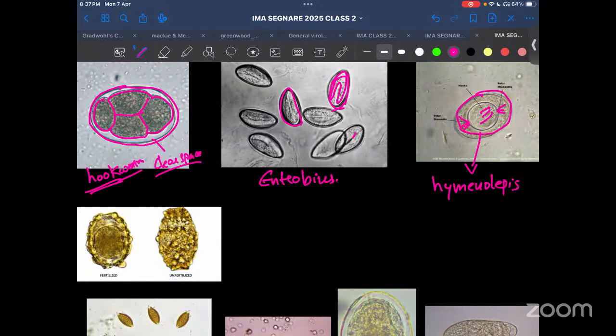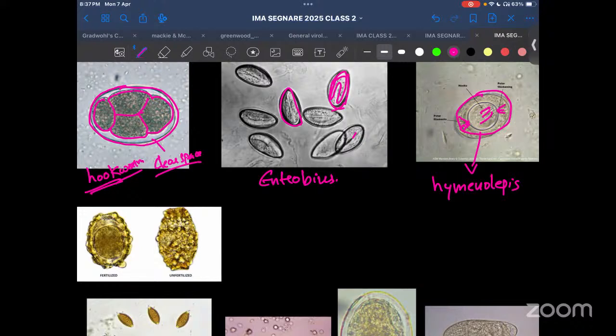Okay, so Hymenolepis nana. This is also non-pigmented. See, these are non-pigmented eggs, meaning non-bile stained eggs. So non-bile stained eggs are hookworm eggs, Ancylostoma and Necator, then Enterobius, Hymenolepis. These are non-bile stained eggs.